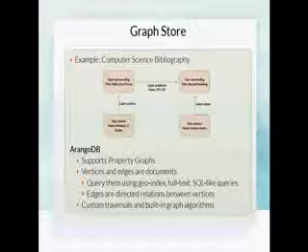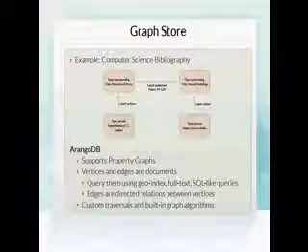Now we will discuss ArangoDB as a graph store. It supports a property graph in which the vertices and edges are documents. You can query them using geo index, full-text index, and SQL-like queries. Edges are directly related to vertices, and it supports custom traversal and built-in graph algorithms.